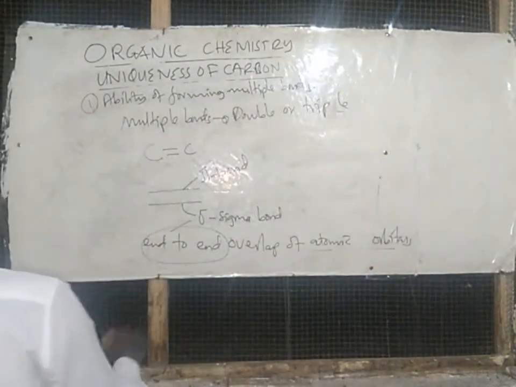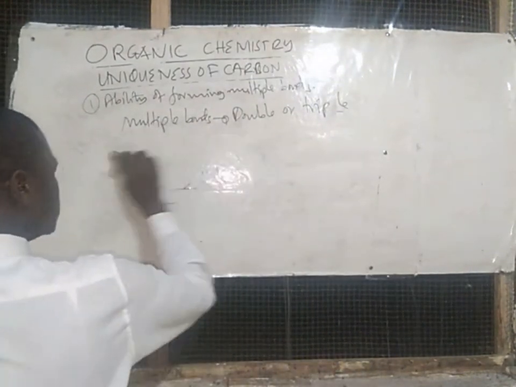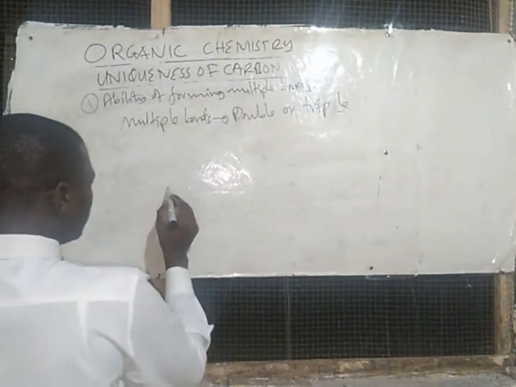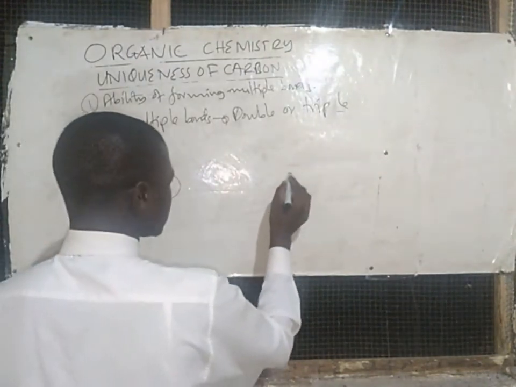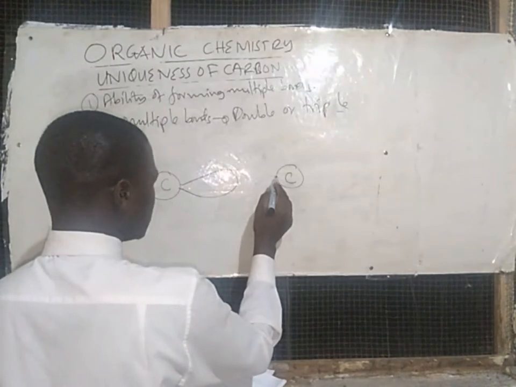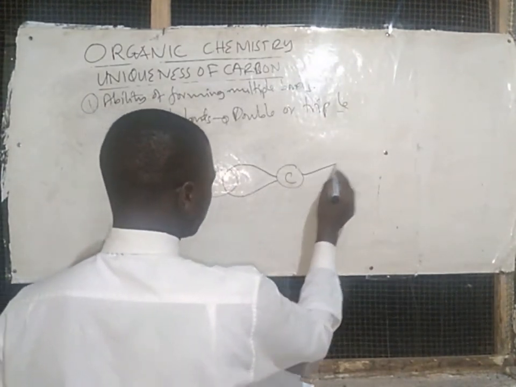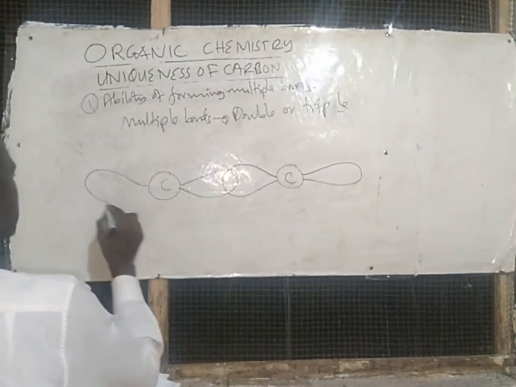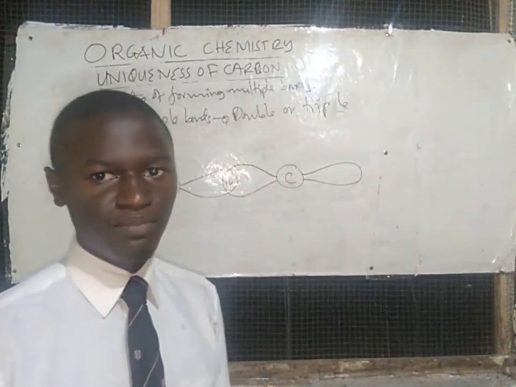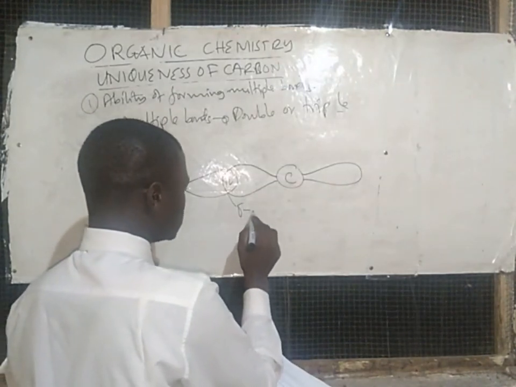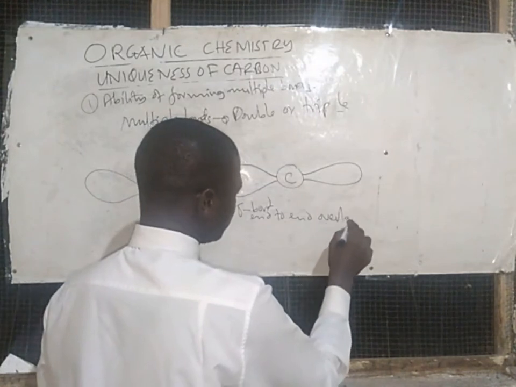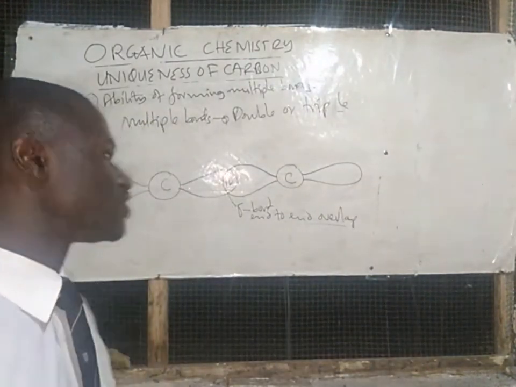Due to the small atomic size of carbon, I want to illustrate what happens in the carbon atom in order to form multiple bonds. If we have a carbon here, and then another carbon here, we'll have a p orbital double shape, and another p orbital double shape. Also, we'll have another p orbital this side, and another on this side. This is what we call the end to end overlap of atomic orbitals, which forms the sigma bond.